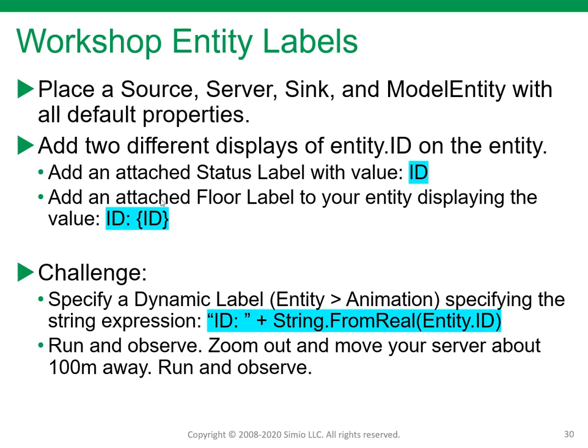That's the first part. And then the challenge part is to use a dynamic label and to display the following string. So we're taking the entity ID, which is a real valued state, and then we'll convert that to a string and then concatenate that with ID colon so that we display ID colon and then the actual string value. Then you're going to run this and observe it, zoom out, move your server around, and observe the results.